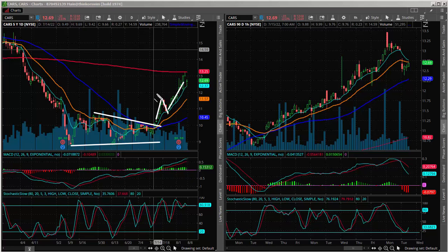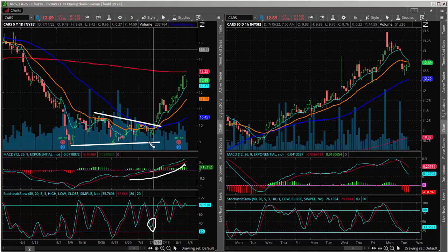My first target was 12, and my second target was 13.5, which, as you can see, it hasn't gotten there yet. So let me delete a couple of these and point out a few other things. Now, with timing, again, what I said in the last chart is when the MACD is trending up, the stochastic can then be used as a timing mechanism.